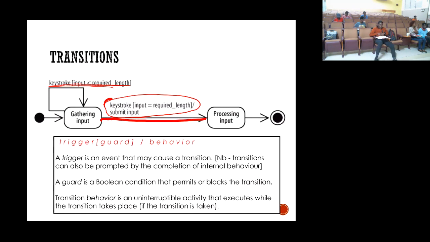So if you didn't have submit input, it would still go into the processing input state. But because the do condition is there, it's saying while you're doing the transition, also do this thing. And that thing is called the doing activity. In this case, it's submit input.